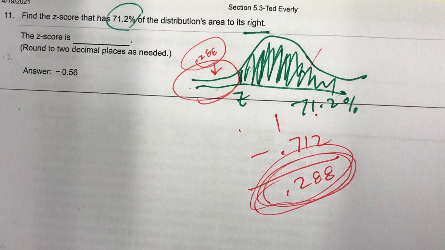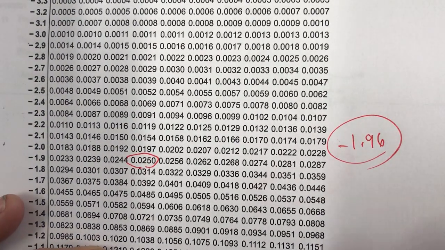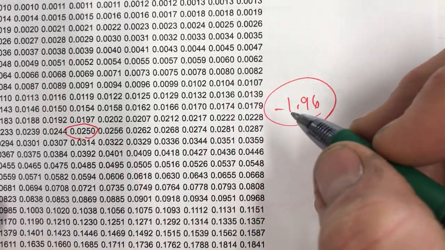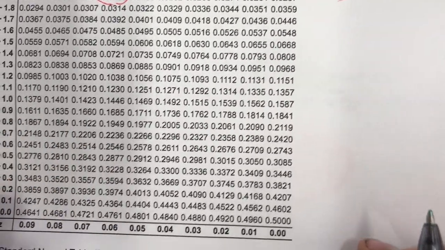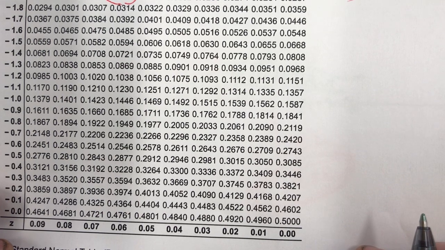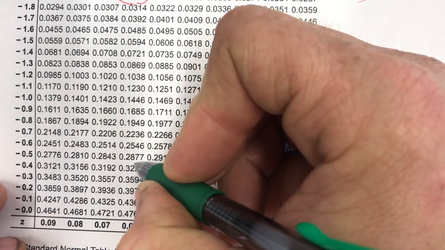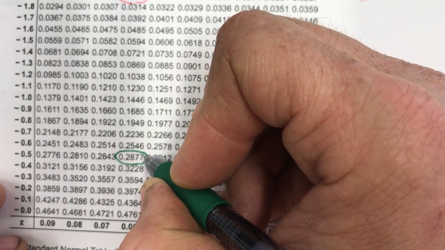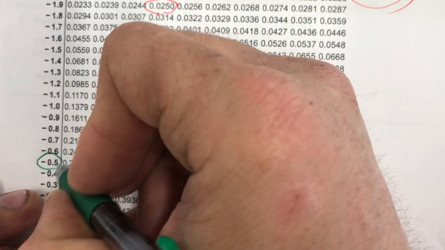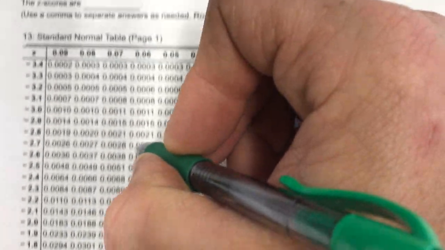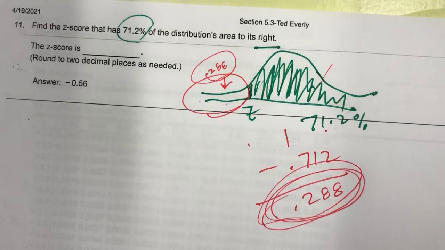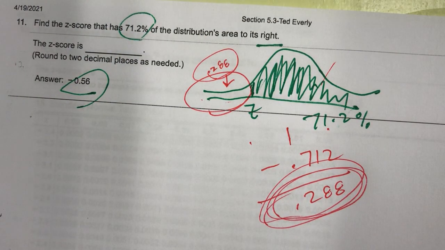Okay, let me see here. Okay, here we go, 0.288. Here's 0.2877, which is 0.288. It's almost at 0.288. So I'd say negative 0.5, and this is 6, negative 0.56, which is what that is right there. So good deal.